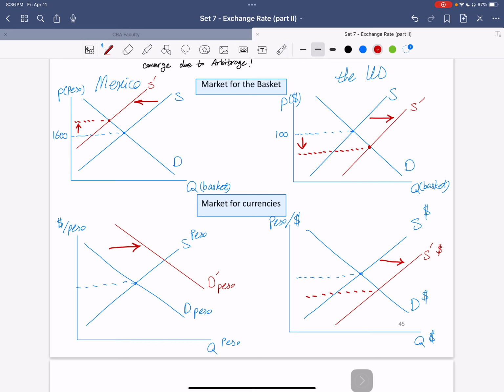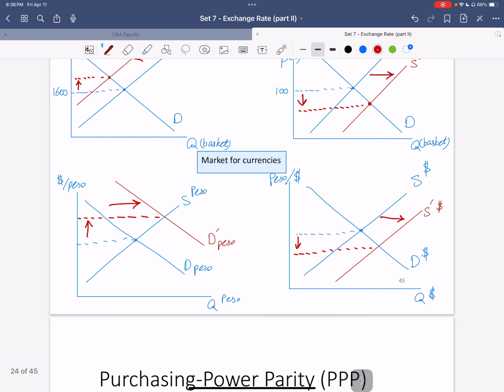Now compare the new equilibrium point. What do you see? Here we see that the peso appreciated and this one depreciates.